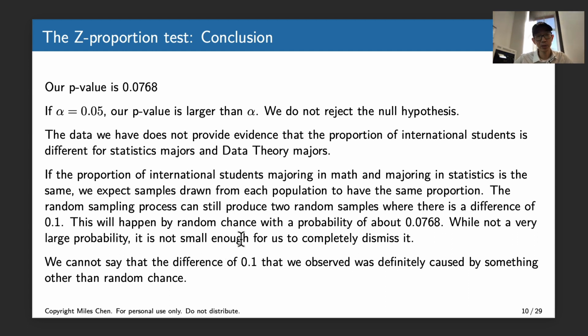So it's not a huge probability, but it's not small enough for me to just say, hey, it's super unusual. And so we're going to say our observed difference of 10 percentage points might have been caused by randomness. We're not ready to say it was the result of anything other than randomness. And so we just leave it at that, okay?